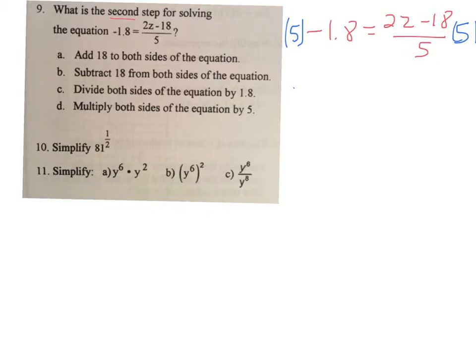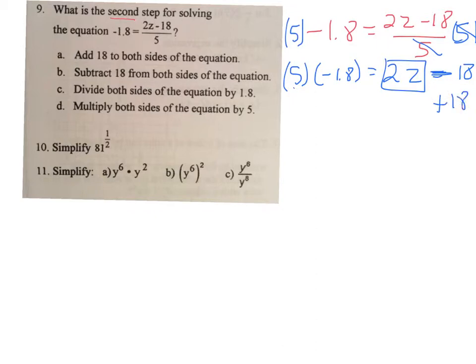Alright, so I'm going to put 5 times negative 1.8 equals, the 5's cancel out, and you're left with 2z minus 18. Well, I want to get z by itself, so the second step is I've got to add 18 to both sides. And that's what I'm looking for. The answer choice is A. Add 18 to both sides of the equation. Number 10.